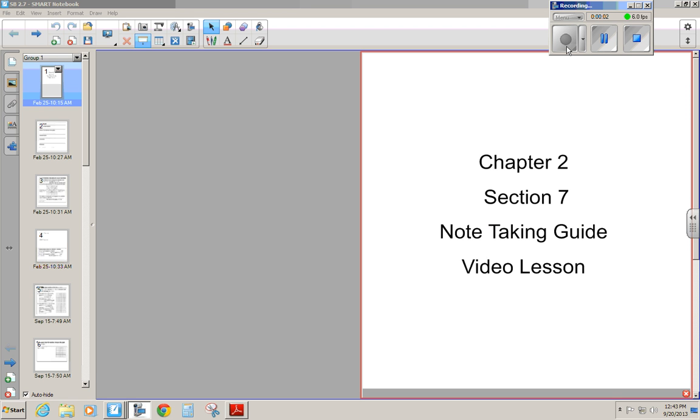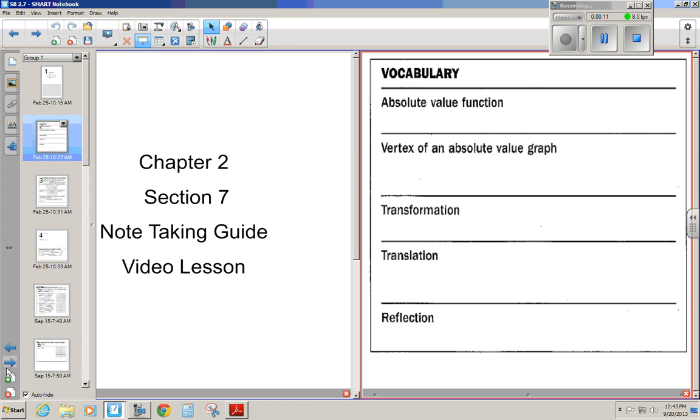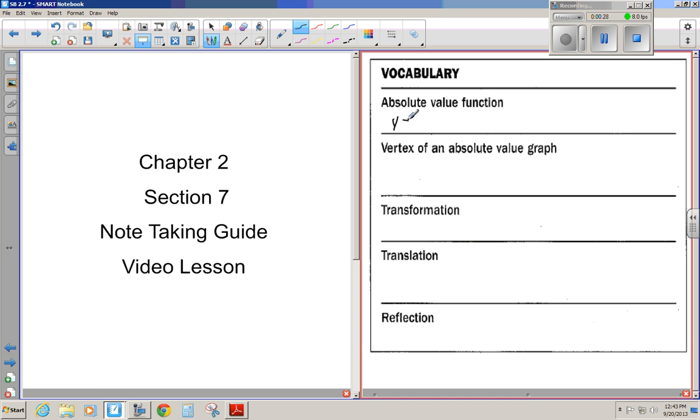All right, welcome back. Chapter 2, Section 7. Use absolute value functions and transformations. So, an absolute value function comes in two forms. y equals the absolute value of x, which is the parent function, and then y equals the absolute value of a times x minus h, plus k. We're going to talk about the child function a little bit more.